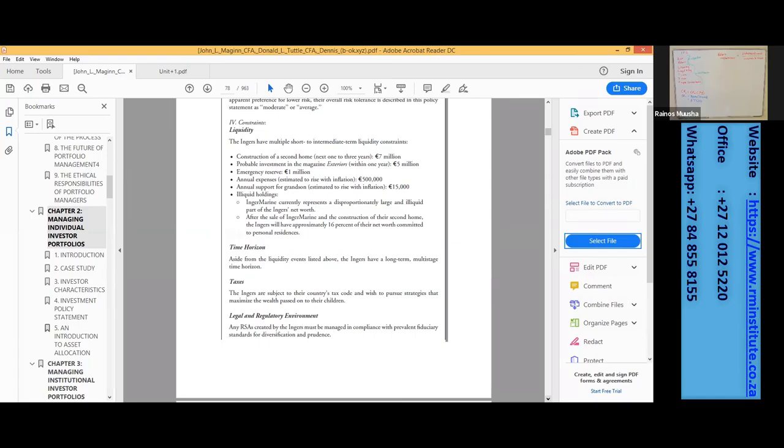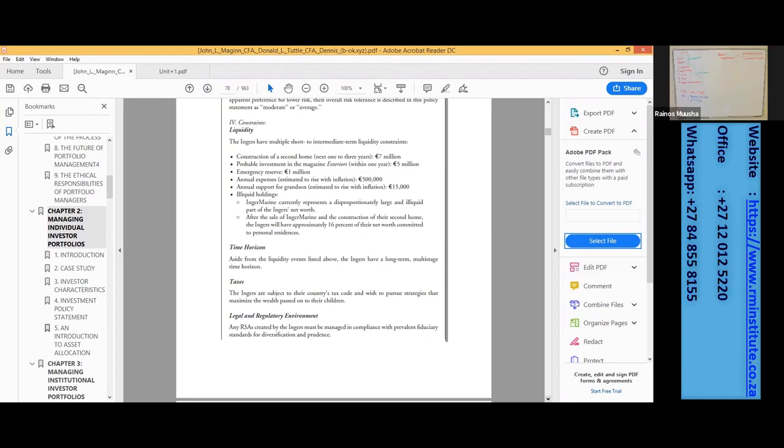On tax issues, they say the Ingas are subject to their country's tax code and wish to pursue strategies that maximize the wealth passed to their children. When it comes to the legal and regulatory environment, they say any RSA created by the Ingas must be managed in compliance with the prevailing fiduciary standards, diversification and prudence.